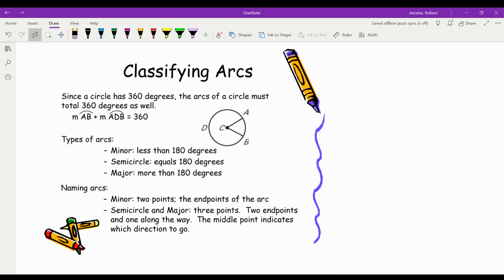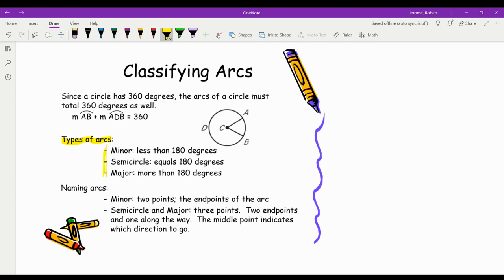As we talk about arcs, we want to be able to classify them. So we could have a small angle, a small arc. We could have a big arc. We could have a lot of different things going on. So we want to talk about the types of arcs. We classify those arcs three different ways.